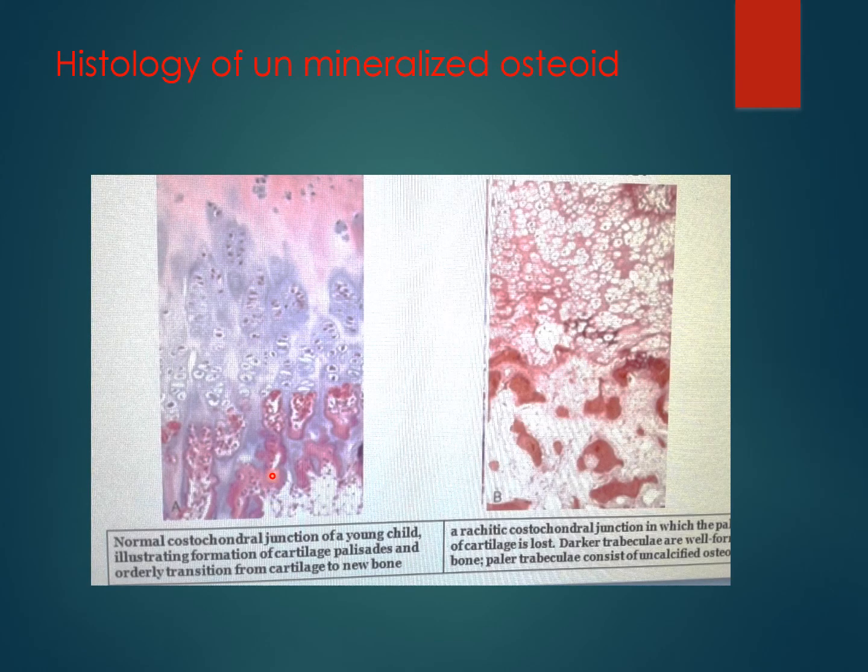In hematoxylin and eosin staining, you can see normally there is well-defined palisading of the cartilage, which undergoes calcification and is then replaced by the osteoid matrix. Here you see there is no palisading, but haphazard laying down of cartilage. The thick pieces have been mineralized but not the small pieces, and the smooth transition from cartilage to osteoid matrix is not there.